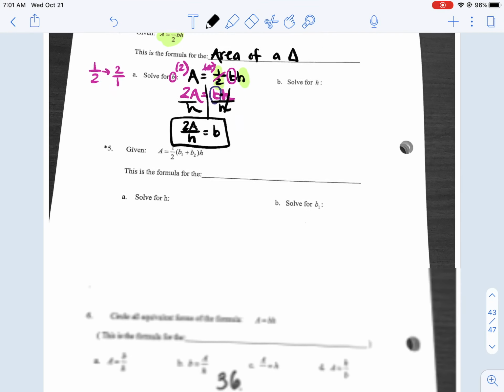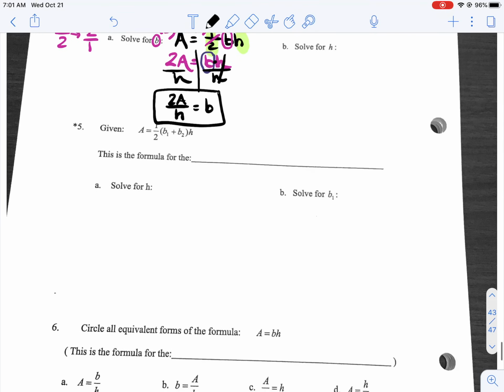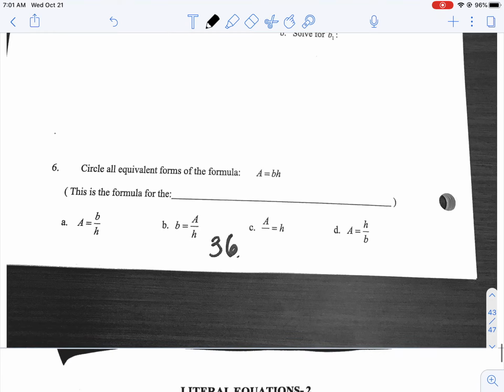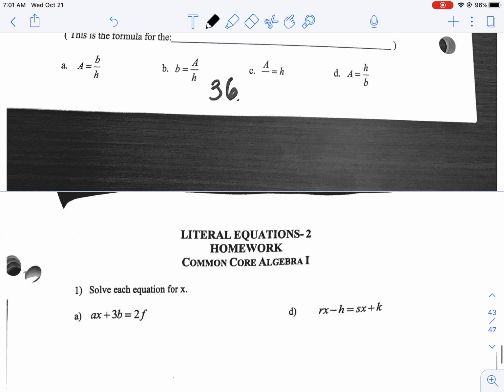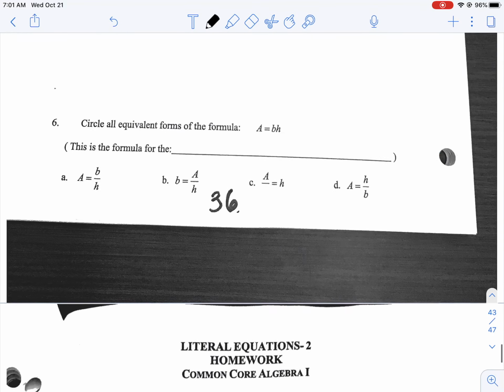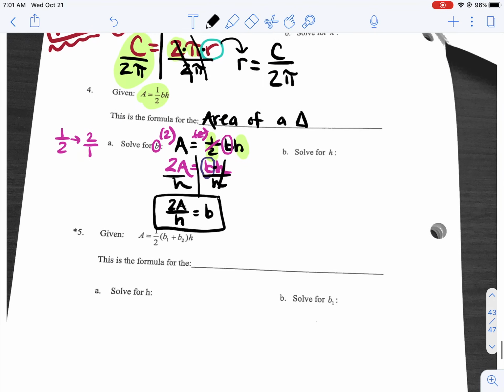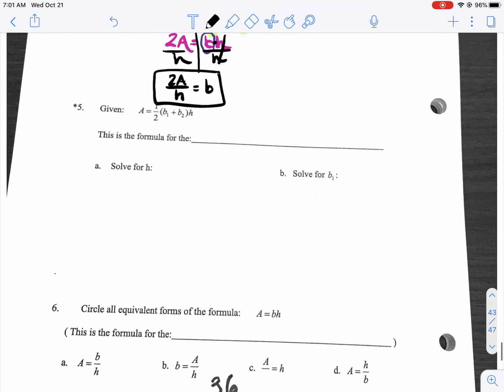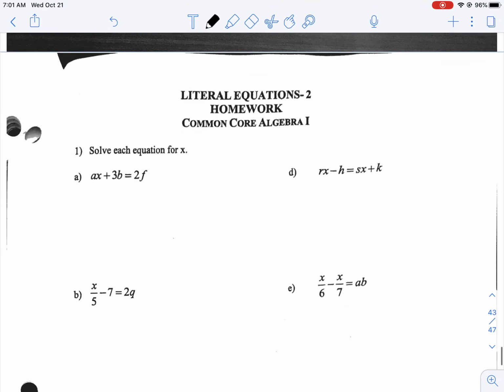Okay? So let's see. Are there any other formula ones? Yeah, so I'm actually going to zip down. We're going to skip 5. We're going to skip 6.